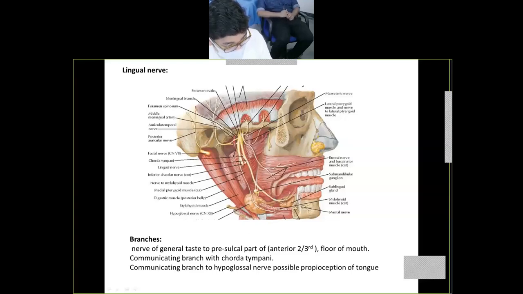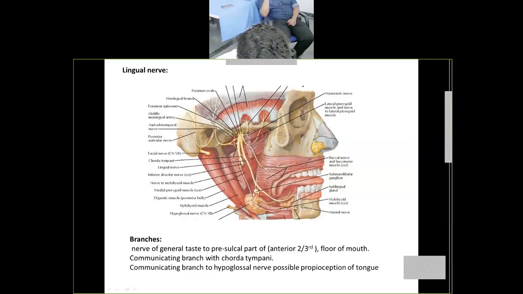And the chorda tympani is communicating with the lingual nerve. Again, the preganglionic fibers for these glands: like the otic ganglion was for the parotid gland, the submandibular ganglion is for the submandibular and the sublingual glands. So these preganglionic fibers are coming from the chorda tympani for this submandibular ganglion.